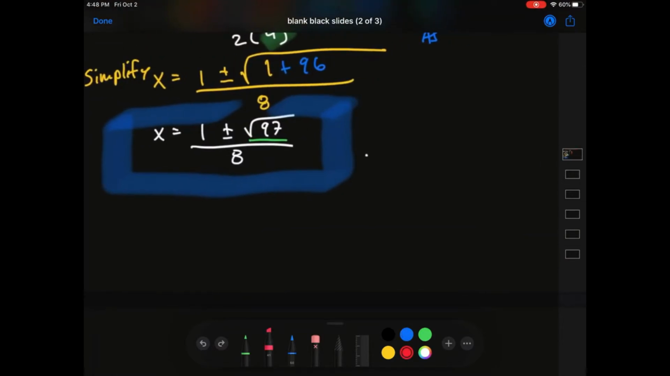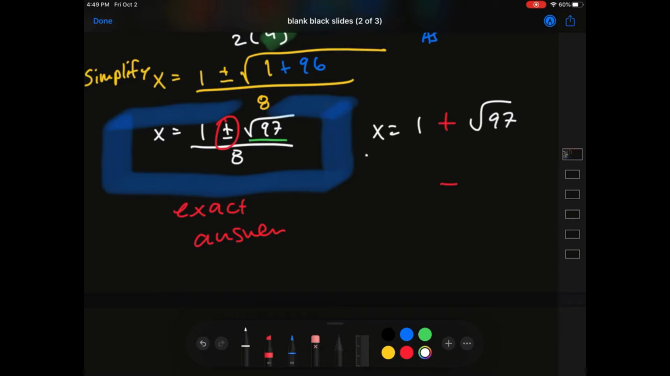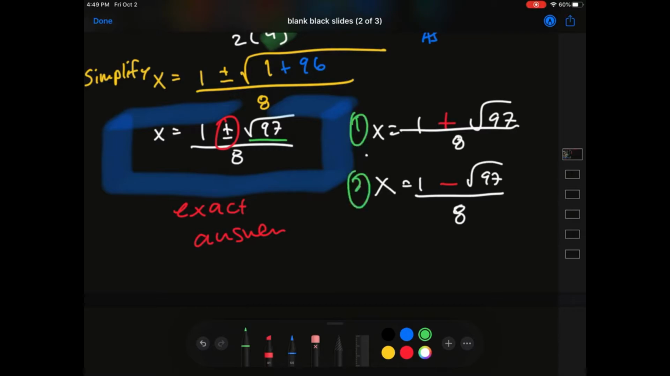Let's write that. What makes something an exact answer is that it's better than rounding or putting into decimals. And remember the plus or minus, that just means that you have 2 answers. X equals 1 plus radical 97 over 8, and x equals 1 minus radical 97 over 8. So you'll notice that there are 2 answers. That's why the plus or minus represents two answers.